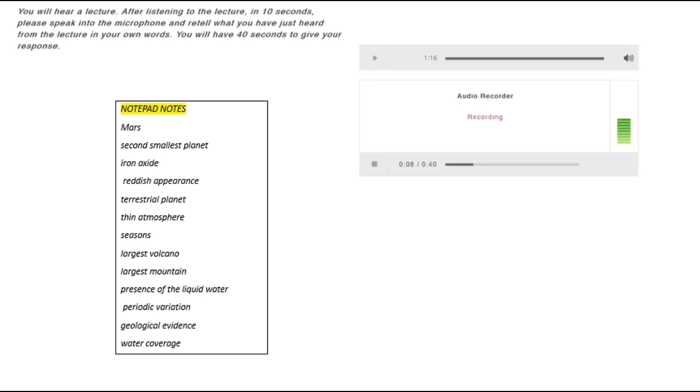Now we will be solving this question using the template. The main topic of the lecture was Mars. The speaker mentioned about the second smallest planet, iron oxide and reddish appearance. Additionally, he discussed about terrestrial planet, thin atmosphere and seasons. He highlighted about largest volcano and largest mountain. He also mentioned about presence of the liquid water, periodic variation, geological evidence, and water coverage. To conclude, the speaker spoke about Mars, and I found the lecture very informative.